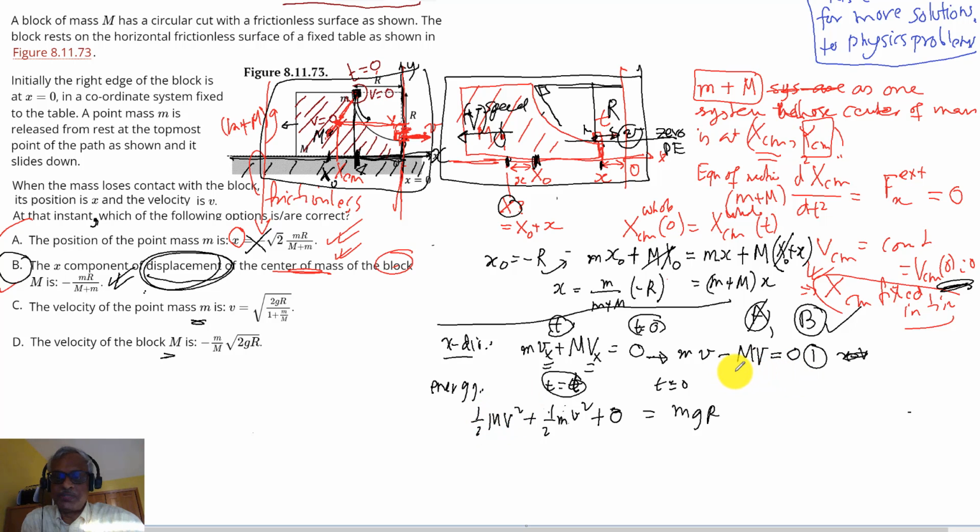Now we can use these to solve for little v and capital V. Okay, so let's see, I want to solve for little v. So I just plug in here.